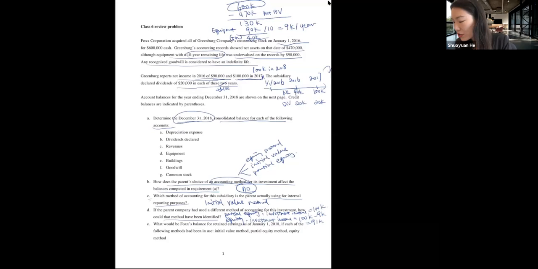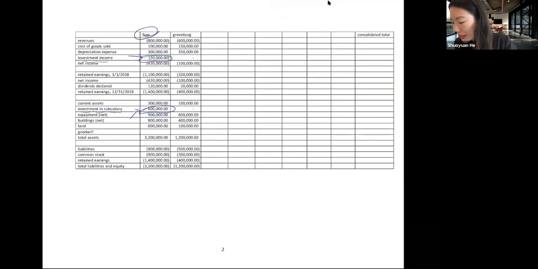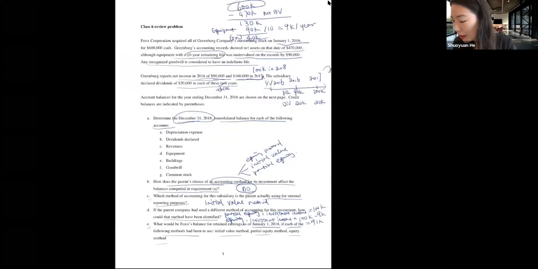And then the last question, question E, is, what will Fox's balance for retained earnings as of January 1st be if each of the following methods has been in use: initial value, partial equity, and equity method. So we already know here the retained earnings number, 1.1 million, that is under the initial value method. Then how about under the partial equity method and under the equity method?